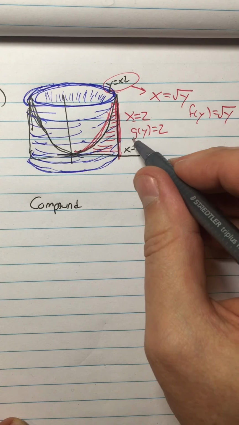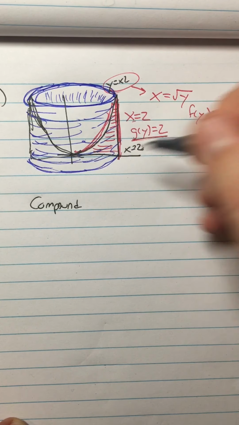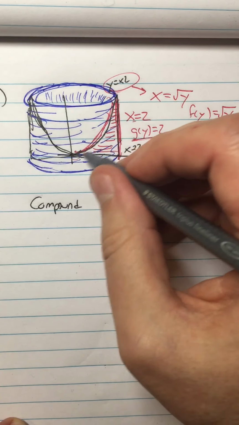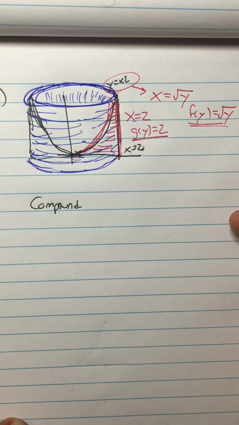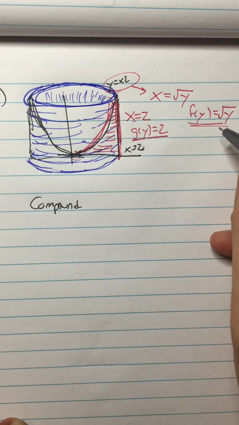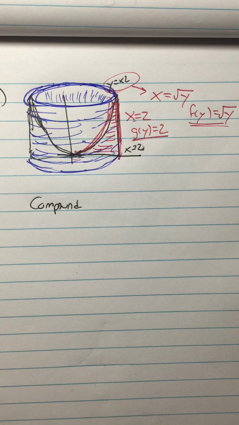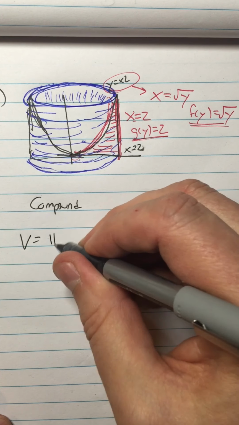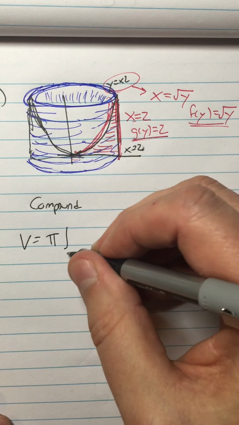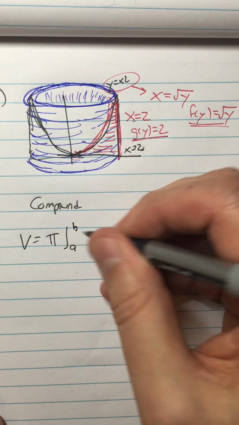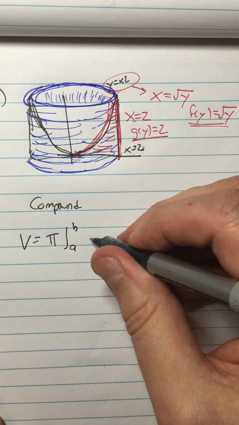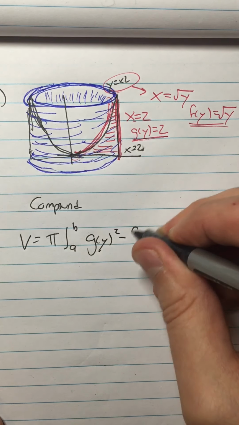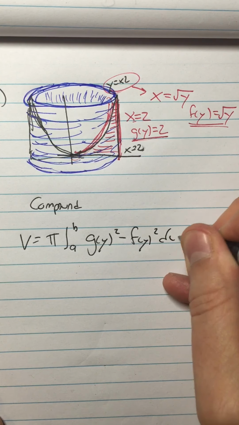All right, so I really have two functions. The outside function is just g of y equals 2. The inside function is f of y equals square root y. Remember, I have to solve the equation for x because I'm integrating with respect to y. So then my volume formula is pi times the integral from a to b of g of y squared minus f of y squared dy.